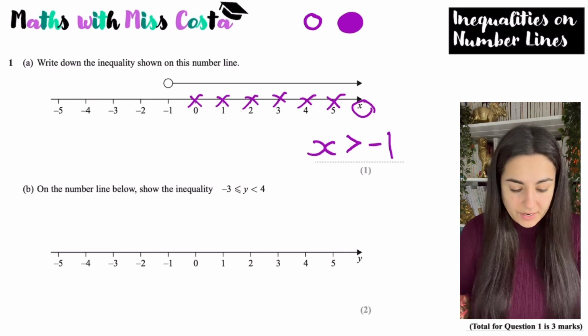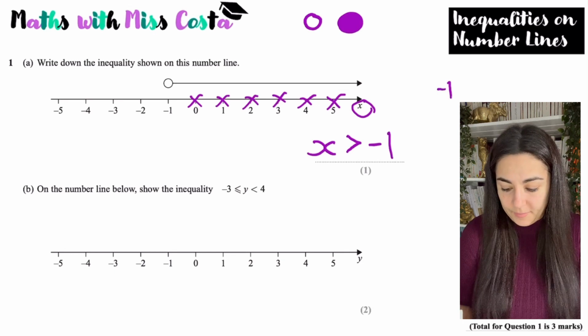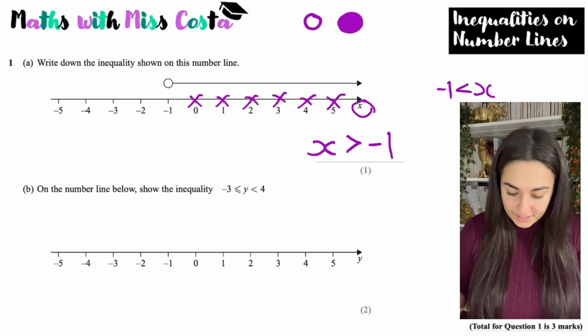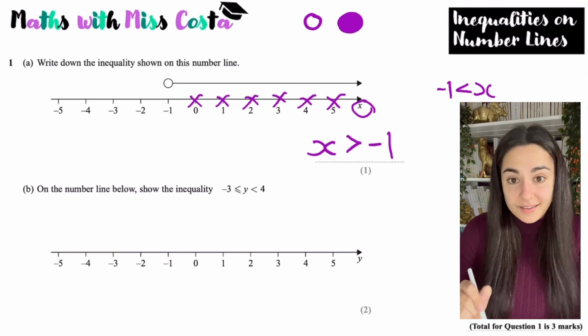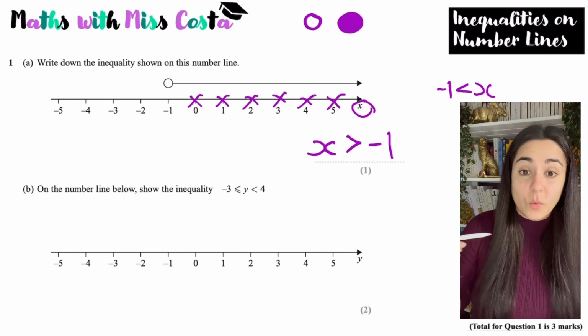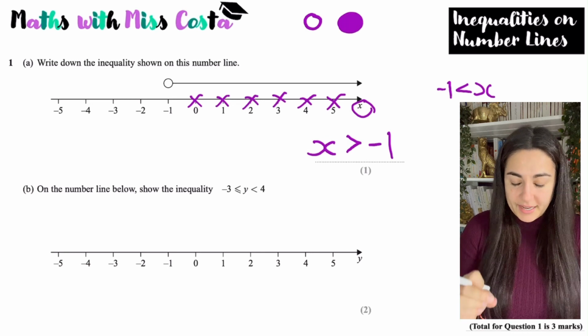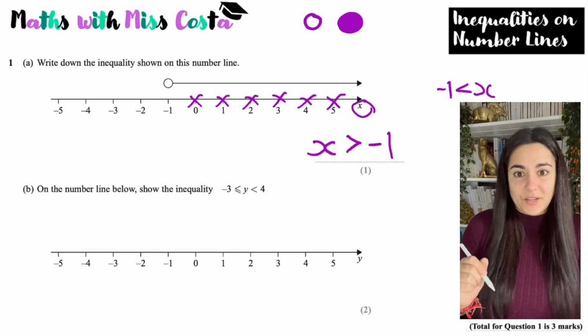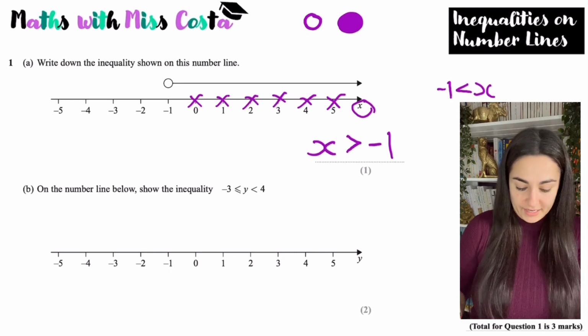You could also write it as -1 is less than x, but generally we tend to write it with x as the subject. Okay, so if it was a coloured in dot above the -1, it would be x is greater than or equal to. So it just depends on whether it's equal to or not. In this case, it's not, it's a blank dot. So we just know that it has to be larger than that value.